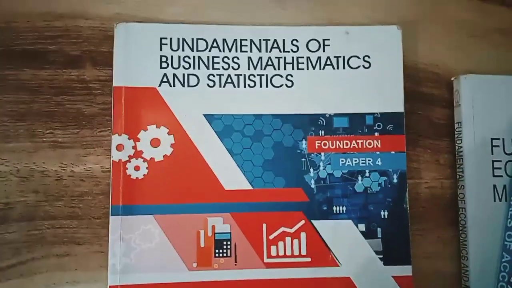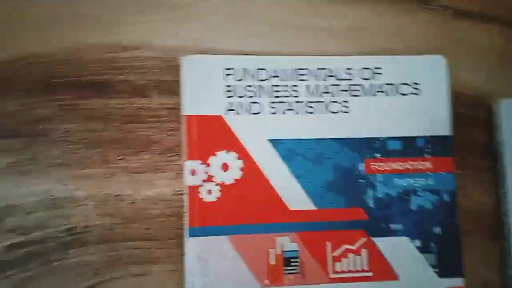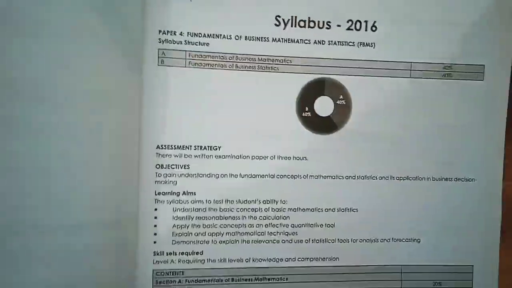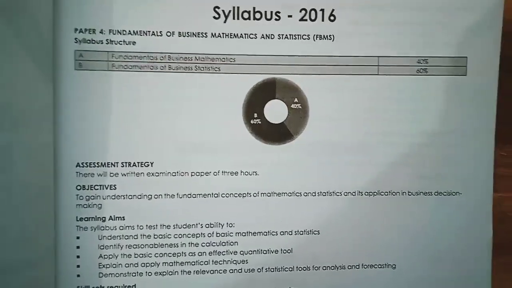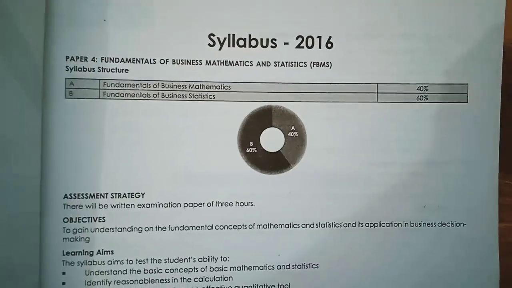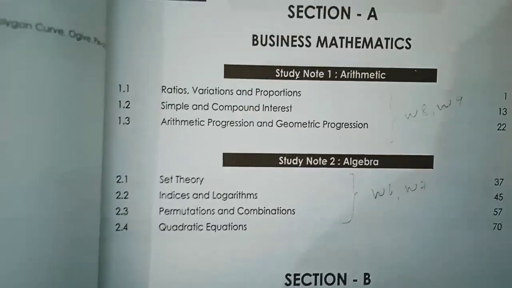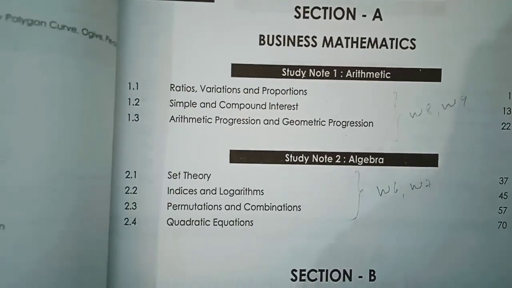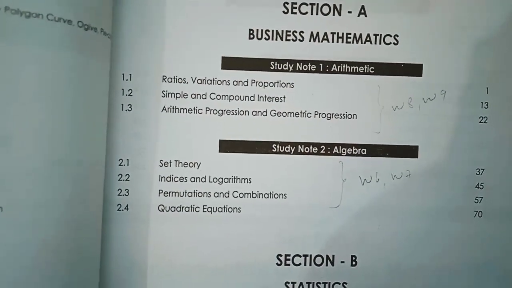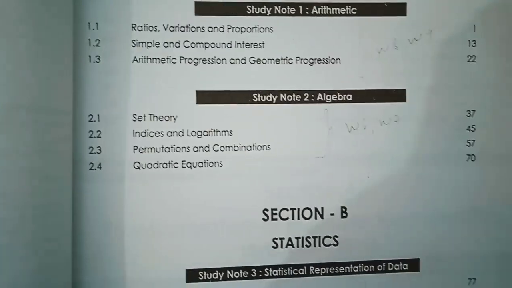Now paper number 4, that is our last paper in CMA Foundation, is Fundamentals of Business Mathematics and Statistics. Now the syllabus is, you have Fundamentals of Business Mathematics with 40% weightage of marks, then Fundamentals of Business Statistics with 60% weightage of marks. The chapters in this subject are again of 10th level, that is very basic level. You have arithmetic, in that you have ratios, variation, proportions, simple and compound interest, AP and GP. Then you have algebra, in which you have set theory, indices and logarithm, permutation and combination, quadratic equations.